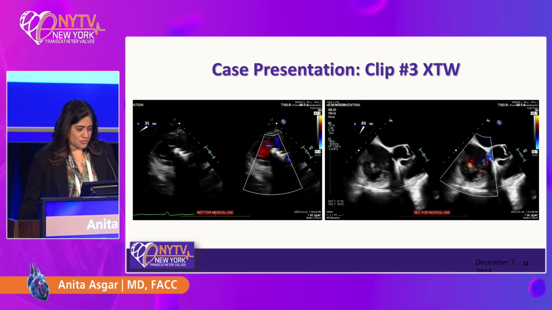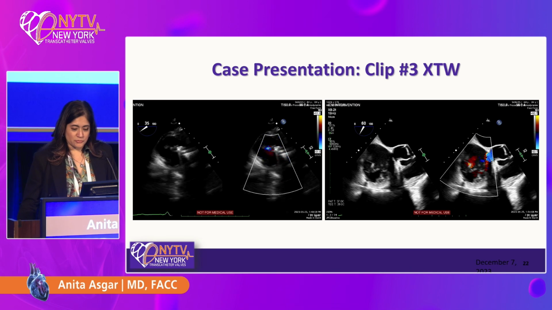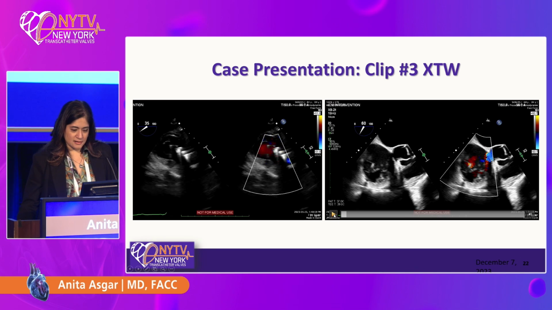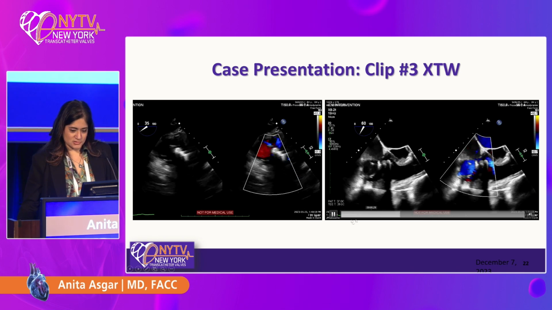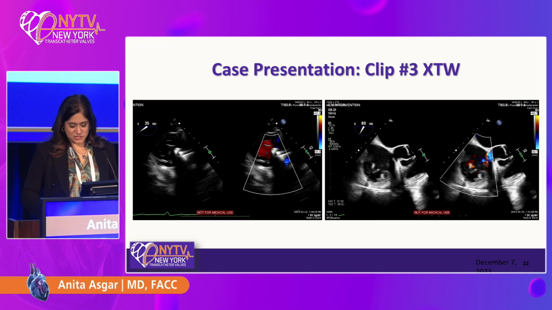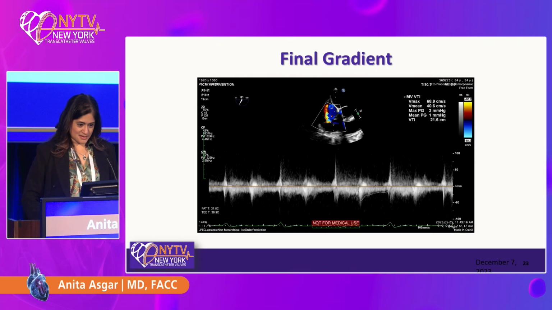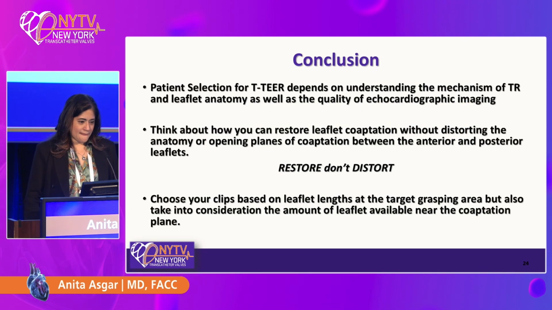So we placed a third clip. This is pretty much anteroseptal central. And you can see now with our third clip, we've practically eliminated the TR. You might have to take my word for it if it doesn't want to play. There you go. So there's still a little bit of TR, but certainly much better than what we started with. And this is our final gradient. So 3 XTW clips and a mean gradient of 1.